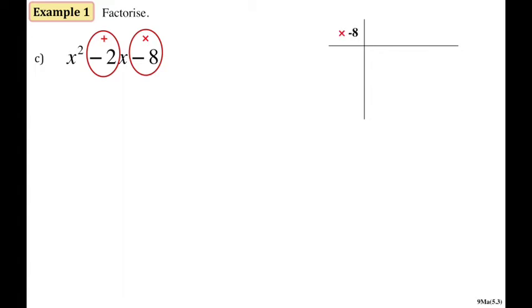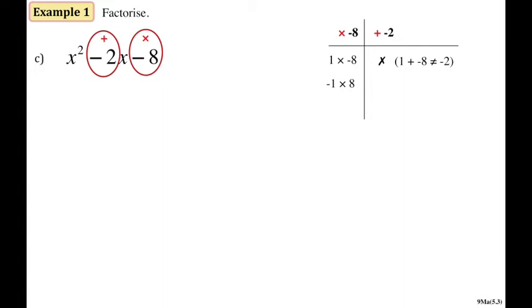I want numbers that multiply to give minus 8, and they've got to add to give minus 2. Now, what are numbers that multiply to give minus 8? Let's try 1 and minus 8. See if that works. Yep, they multiply together to give minus 8, but what do they add to give? 1 added to minus 8 gives minus 7. That's not minus 2. That's no good.